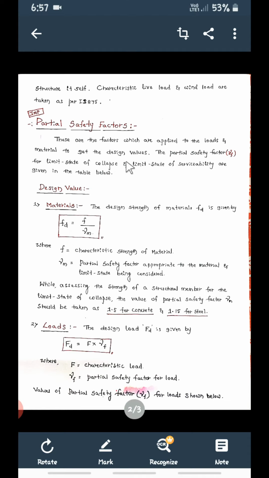So our important thing is to get the design values, that is design strength of materials and design loads. Characteristic load and characteristic strength of materials we know, but we want to get design strength of materials and design load. To get this we're going to use these partial safety factors. The partial safety factor, indicated by gamma F, for limit state of collapse and limit state of serviceability are given in the table.